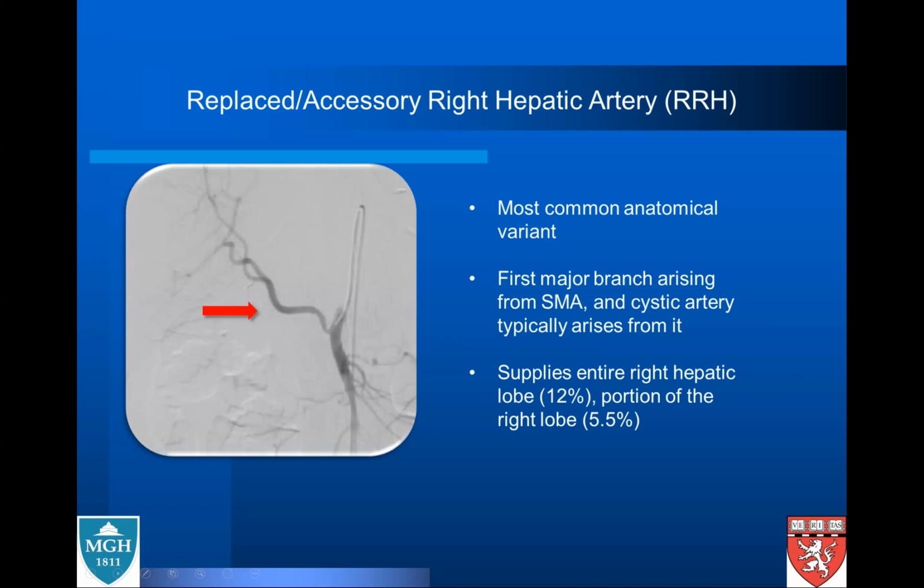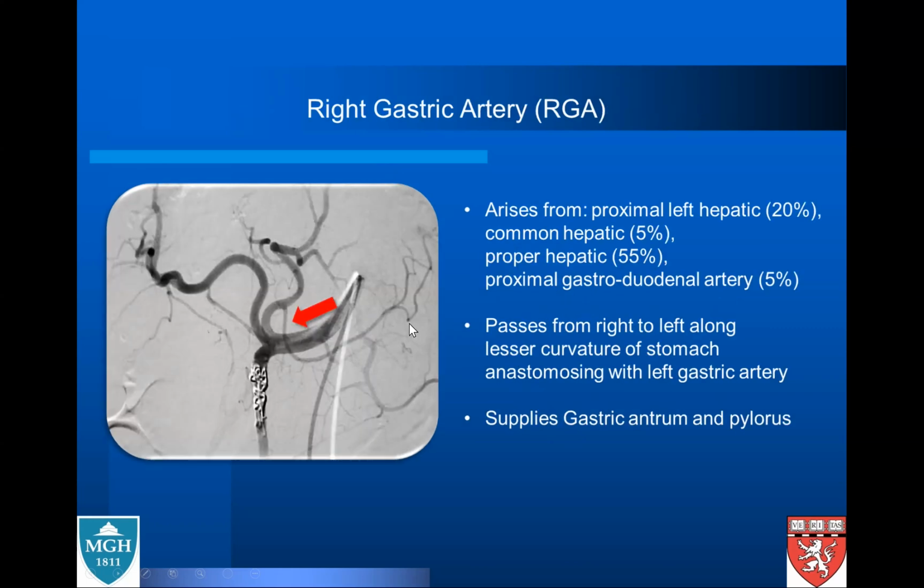The right gastric artery, this is an important artery to identify, usually comes off the left hepatic artery, but it can also come off the common hepatic, proper hepatic, or gastroduodenal artery, and this supplies the lesser curvature of the stomach. It anastomoses to the left gastric artery, so you really want to be aware of this, again, especially because it's usually an intrahepatic branch, left hepatic artery.